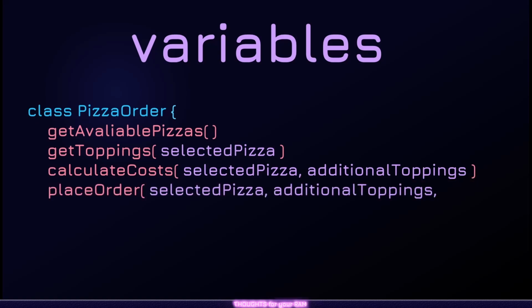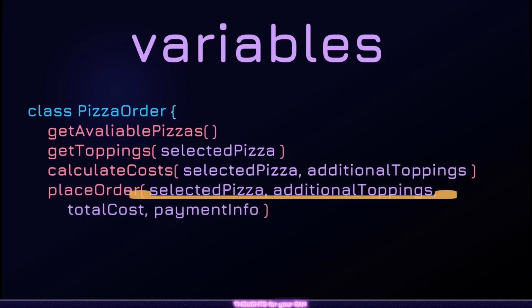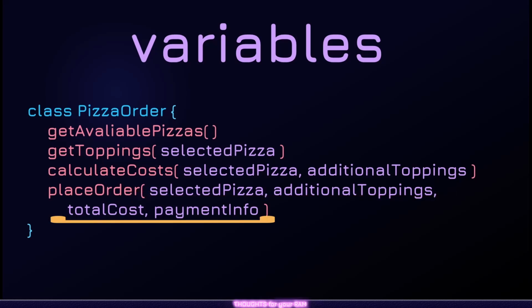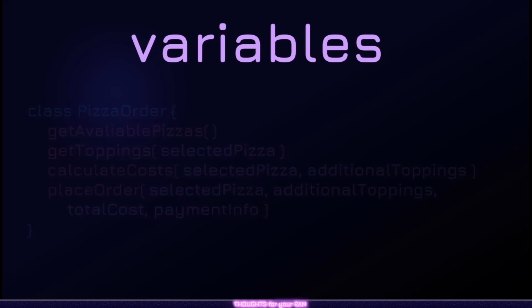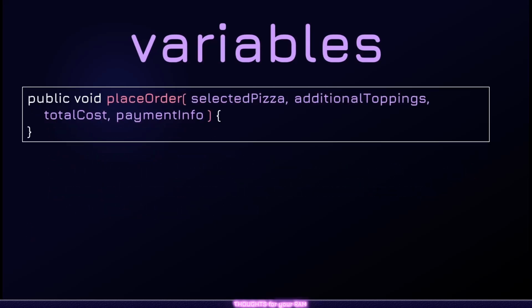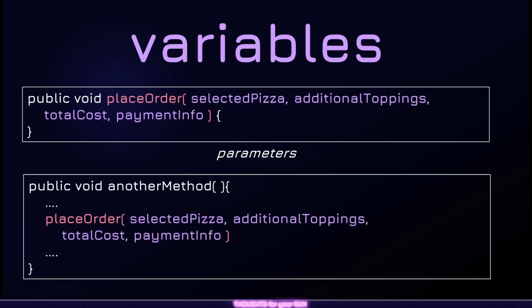Finally, in the placeOrder method, we would use selectedPizza, additionalToppings, totalCost, and paymentInfo. In this example, selectedPizza, additionalToppings, totalCost, and paymentInfo are the variables. When we define the methods, these variables are called parameters. When we call the methods, the actual values we pass are called arguments.